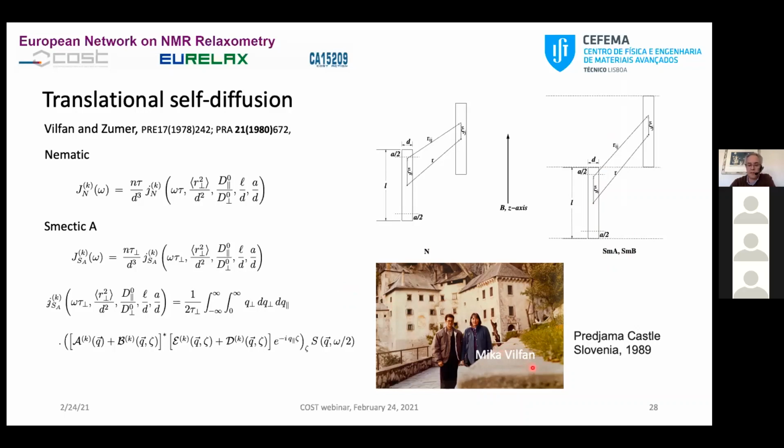remember Mika Vilfan from Slovenia. She's no longer with us, as it happens with NOAC as well. So this is a picture of me and her in '89 in the Pajama Castle in Slovenia, and she worked with Slobodan Žumer on this relaxation model for the nematic and smectic phases, which brings some complexity to the description of diffusion in these systems.